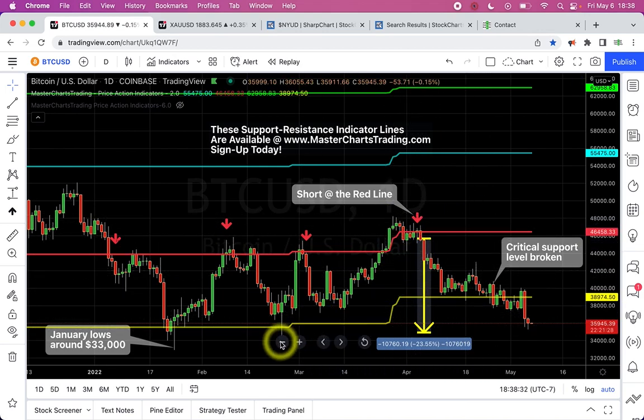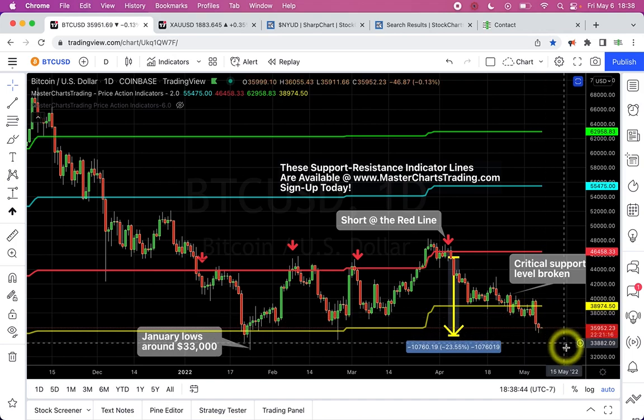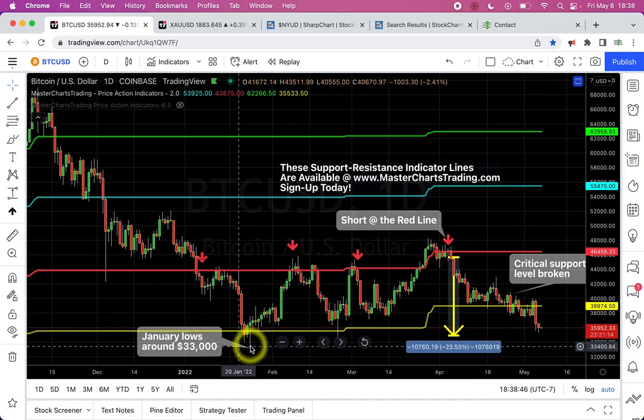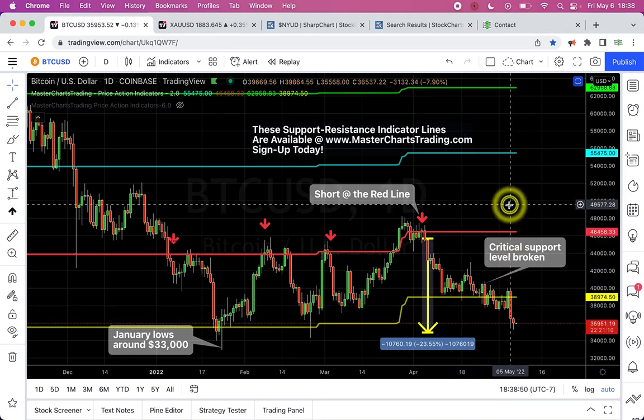Now I want you to take a look at this level right there. It's 24th of January low, which is around 33,000. So I think if we don't hold, if we continue lower, and I think we will retest that level at 33,000, I think we'll collapse to like 10,000, maybe even lower.